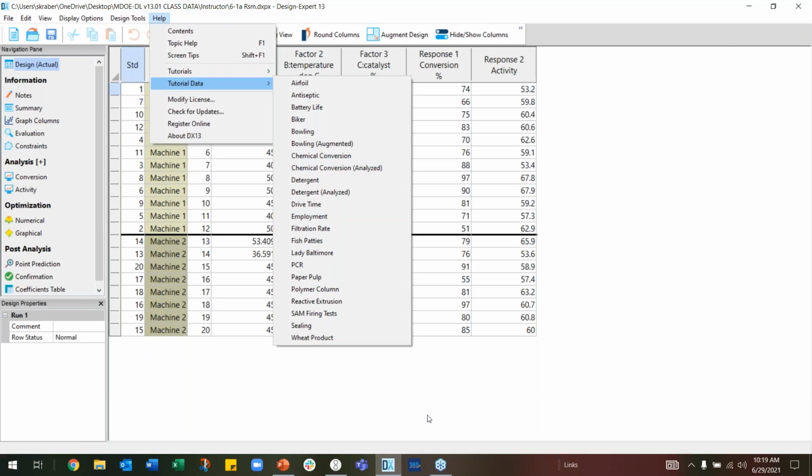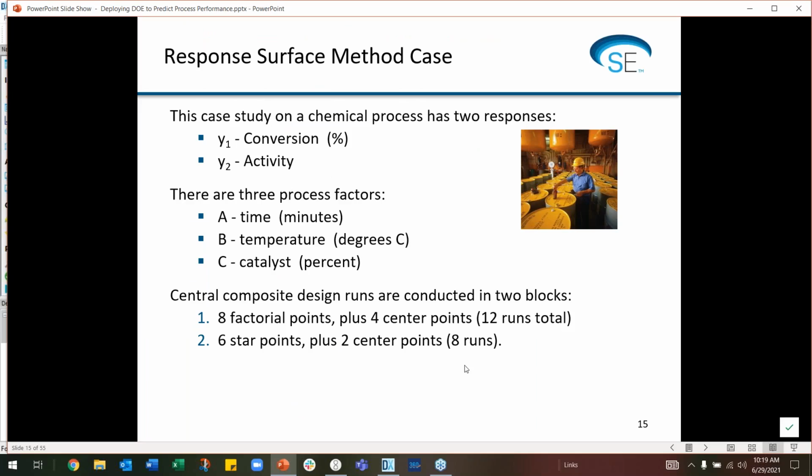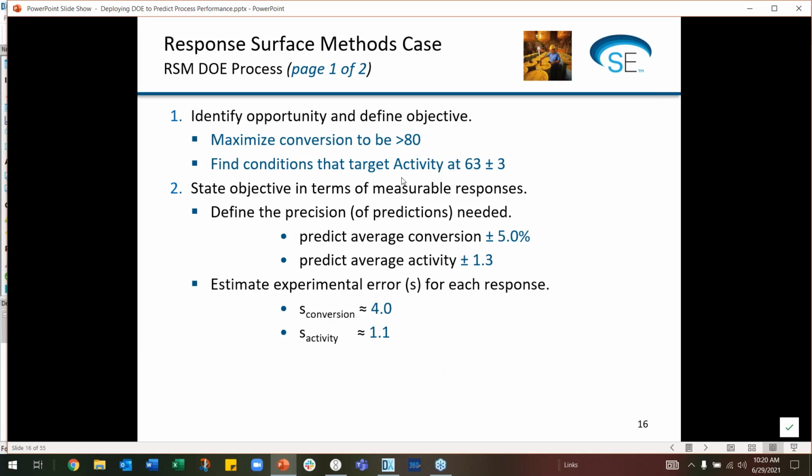All right, so I just want to make sure that you can duplicate this if you would like. It has 2 responses, the percent conversion and the activity. There are 3 factors that we're looking at: the time, temperature, and catalyst. And this is run as a central composite design in 2 blocks, where we have 12 runs done in the first block and then another 6 runs done in the second block.